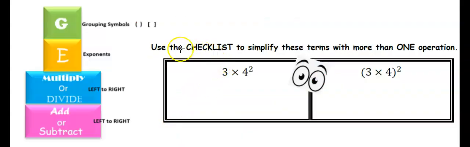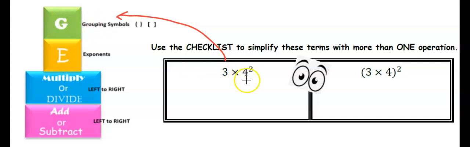Okay, so this says that we're going to use this checklist to simplify these terms that have more than one operation. So this is a single term. There's no pluses or minuses in it. This is a single term, but it has 2 operations. This has multiplication and exponents. So we look at our chart. Since there's 2 operations, we're just going to start and run top to bottom.